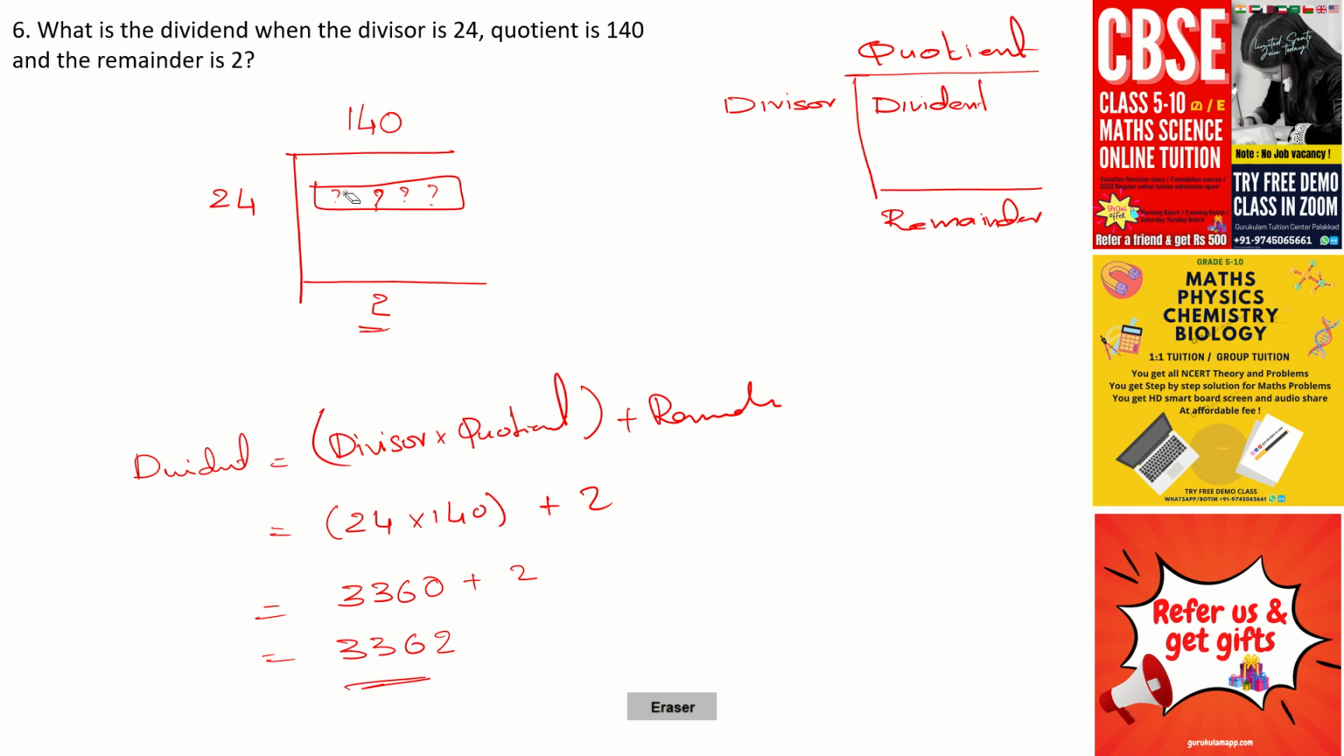So in this place, they should have got how much? 3362. So the dividend should be what? This should be the dividend.